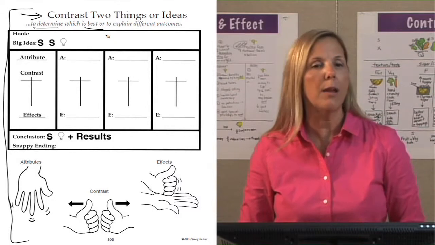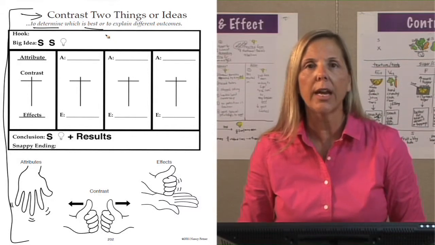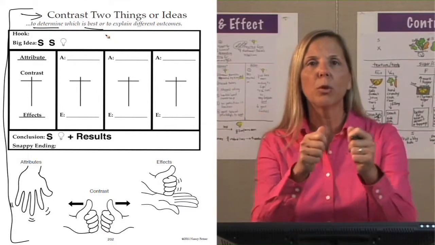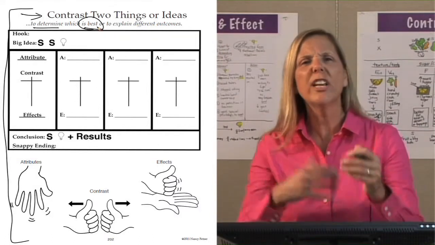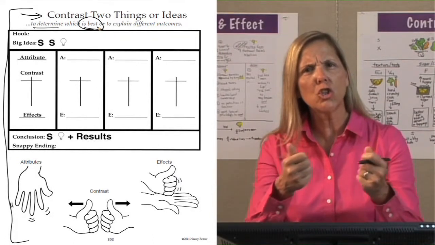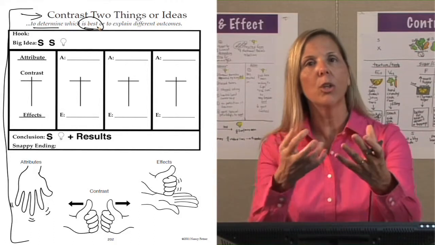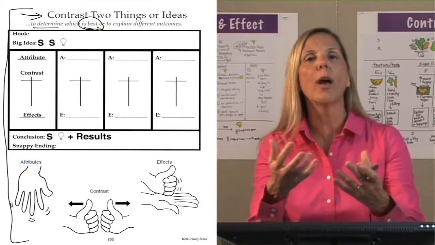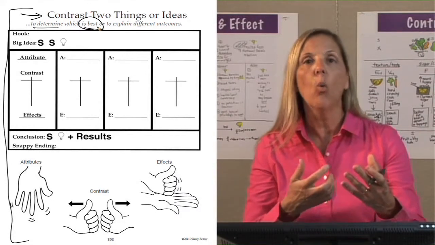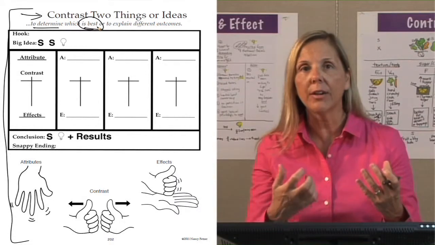So maybe I'm at the store and I'm looking at 2 different types of vegetables that I want to purchase. Which vegetable is best for me to choose for my purpose, for my salad? So I'm looking at 2 vegetables. Which one do I want for my salad? One may be better than the other.